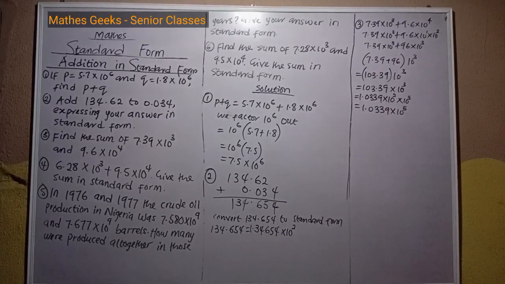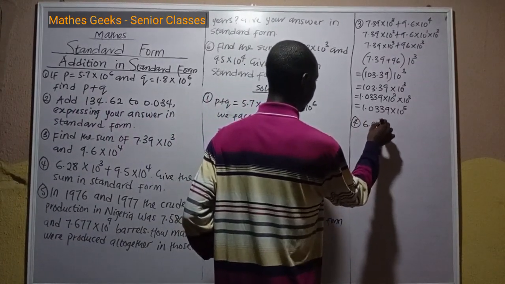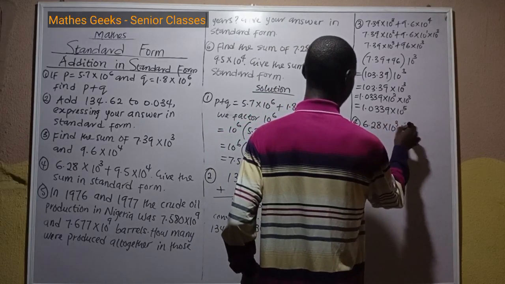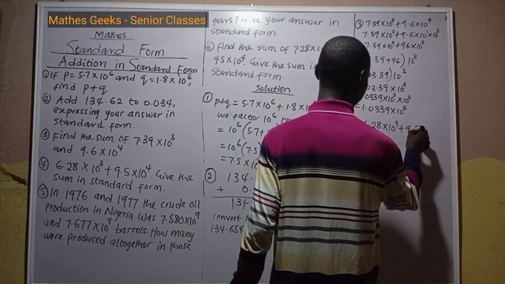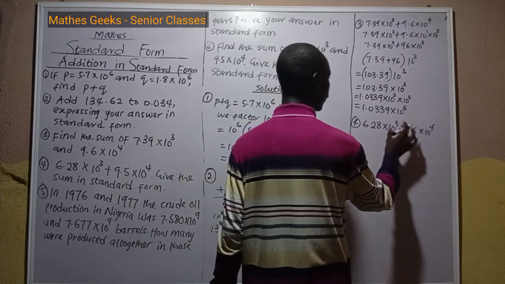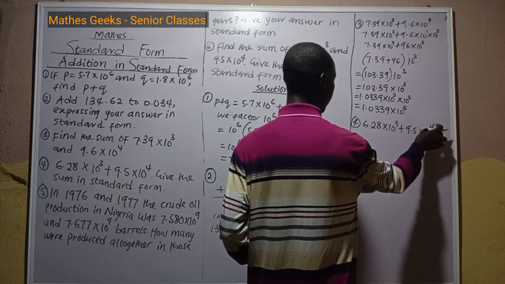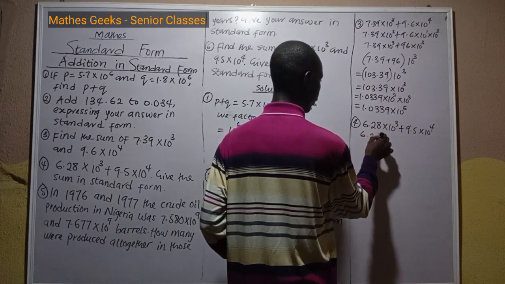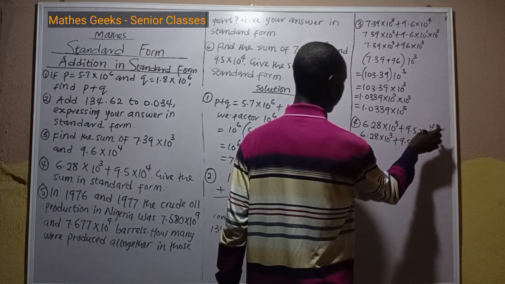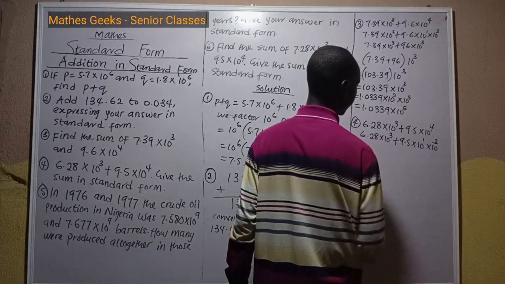Number 4: 6.28 times 10 raised to the power 3 plus 9.5 times 10 raised to the power 4. First thing we must do is to make sure that the powers are the same. So here it's 3, so we need to reduce this to power 3. 6.28 times 10 raised to the power 3 plus 9.5, so we split this power times 10 raised to 1 times 10 raised to the power 3.